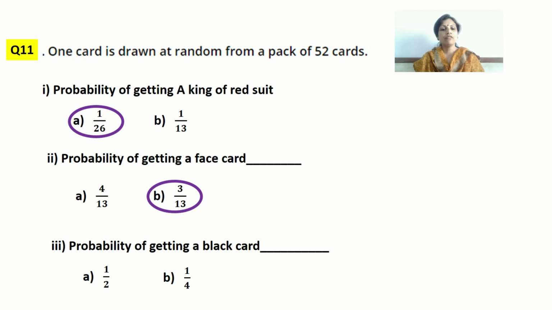Third is the probability of getting a black card. Now there are 2 types of black cards. Alright, so 13 plus 13, 26 black cards are there in a pack of 52 cards. Probability will be 26 upon 52, and 26 upon 52 is 1 by 2. So option A is the correct option. If you see this sum carefully, this is a kind of fill in the blanks. So this is also one of the types in our paper.